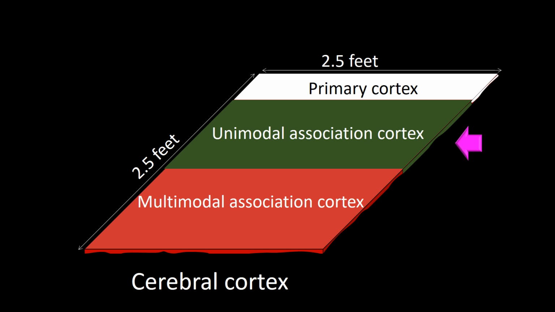Examining the unimodal association cortex is also not the thrust of the mental status examination, but some portions of the unimodal association cortex are tested during the mental exam, and more importantly, as with the primary cortex, the normal functioning of the unimodal association cortex is required to conduct a full mental status exam. The multimodal association cortex, on the other hand, is the primary target of mental status evaluation.